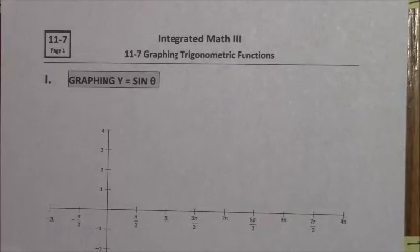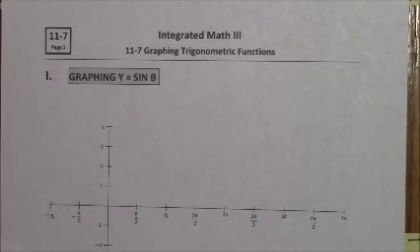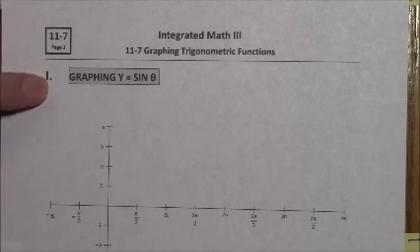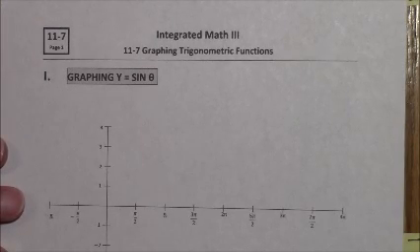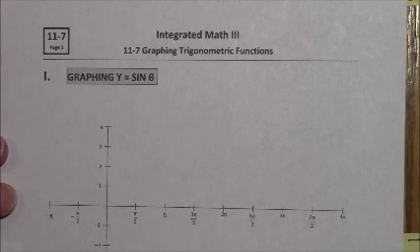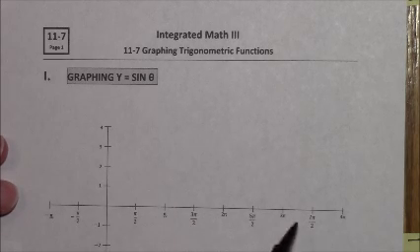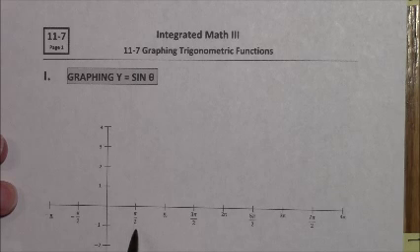We're going to graph all of the trig functions in this section, and let's start with the most common one first, y equals sine of theta. Now notice this graph I have changed a little bit, so instead of 1, 2, 3, 4, 5 on the x-axis, I have pi over 2, pi, 3 pi over 2, in other words the radian measurements.